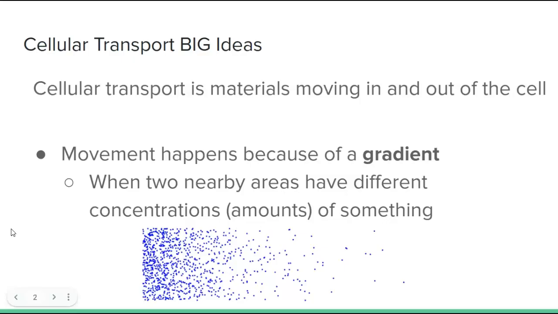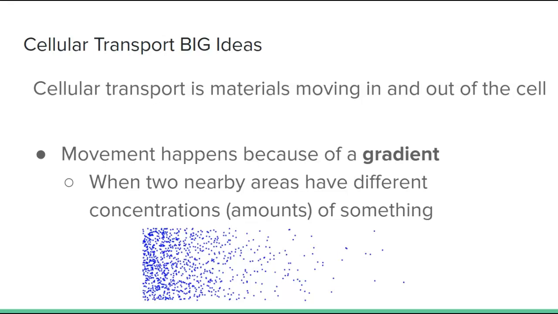So before we begin, let's talk big ideas. We already know that transport is materials moving in and out of the cell. This is like the whole idea of the cell membrane, right? It allows certain things in and out of the cell. And by allowing things in and out, that's this idea of transport. So movement within the cell membrane, in and out, happens because of what's called a gradient. And a gradient just means two areas having different concentrations or amounts of something.